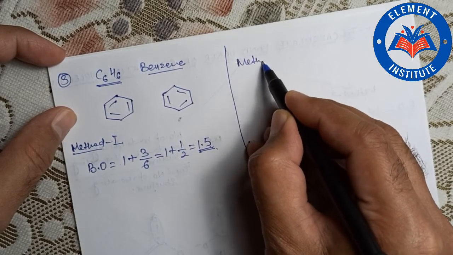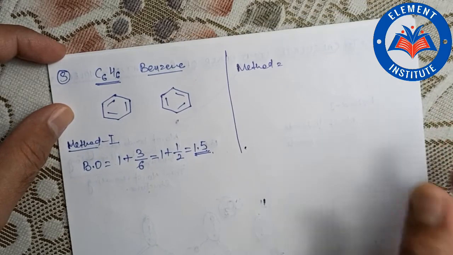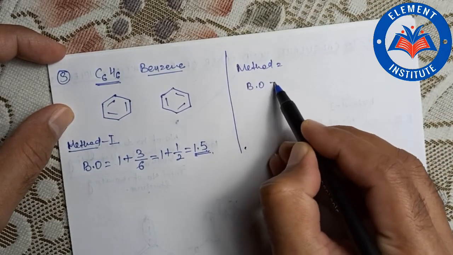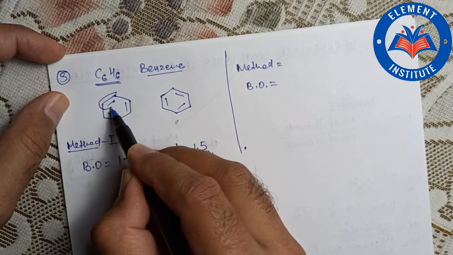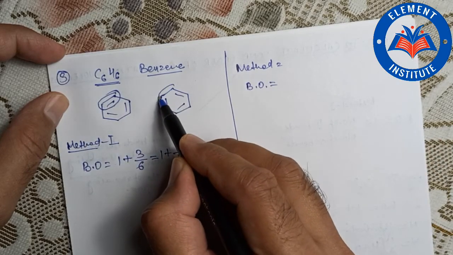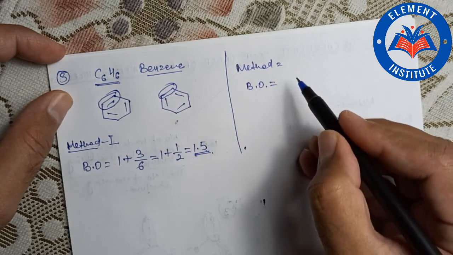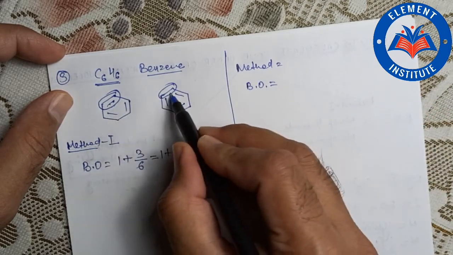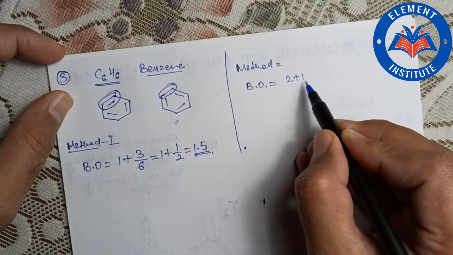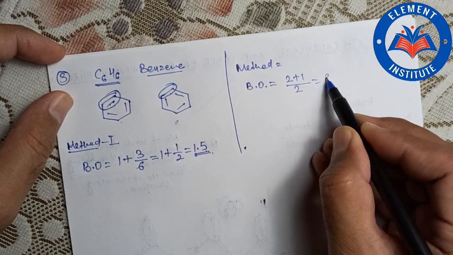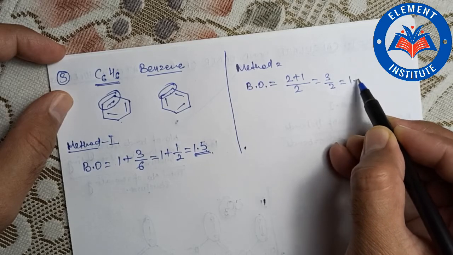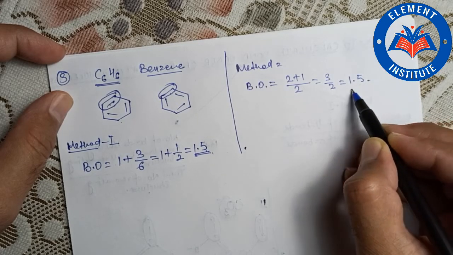In the second method, the bond order will be equal to the number of bonds between the two atoms in all the resonance structures, which is 2 plus 1, upon the number of resonating structures. So it is again 3 by 2, that is 1.5.